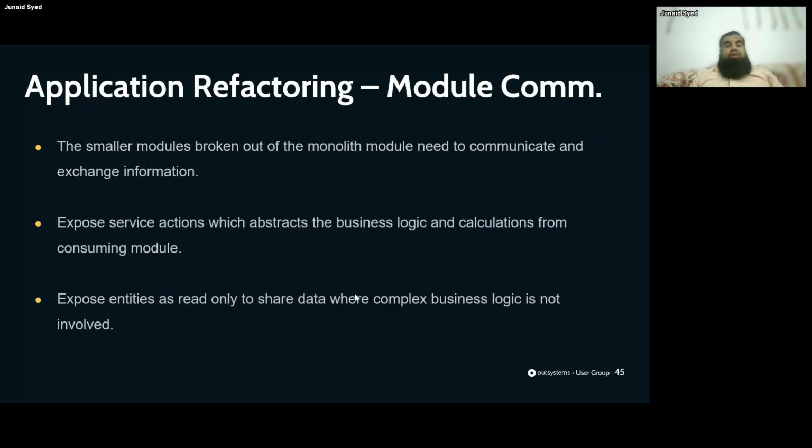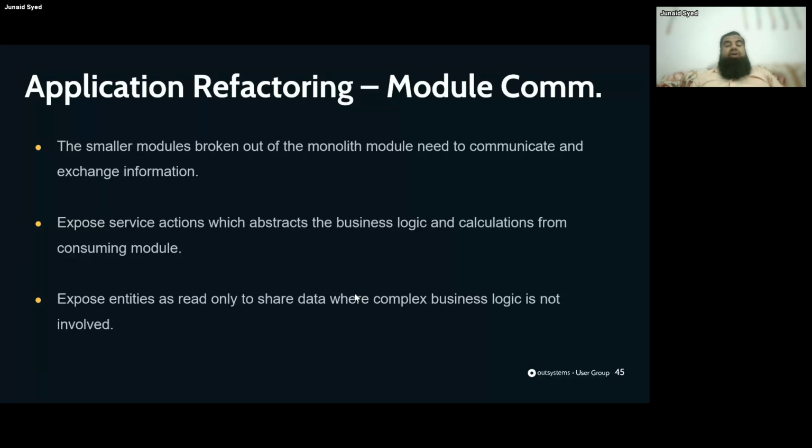Now, the communication between modules during application refactoring. The smaller modules were broken out of the monolith module, but then they need to communicate and exchange information, right? To make that communication happen between two different applications, obviously we need service actions, because service actions allow us to keep the loose coupling between the applications.